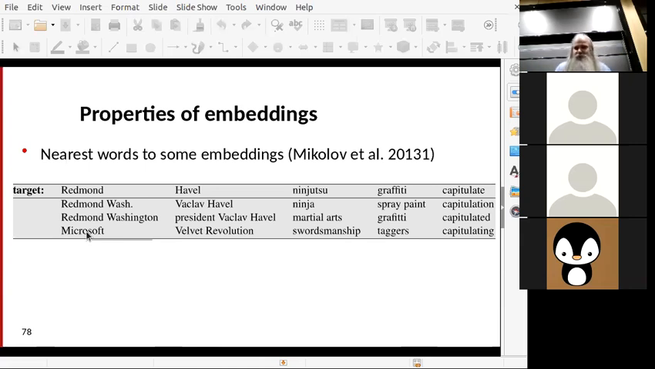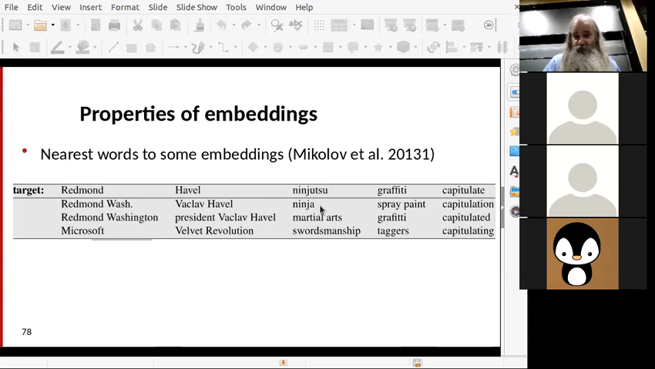the name of a company in Redmond, Washington, but it gets used to mean Washington, like Washington, D.C. gets used to mean the US government, or the White House gets used to mean US government. Havel, Václav Havel, President Václav Havel, Velvet Revolution. Václav Havel was the president of Czechoslovakia, actually after the breakdown of the Soviet states and Eastern Europe. It was called the Velvet Revolution. So these are similar to each other.